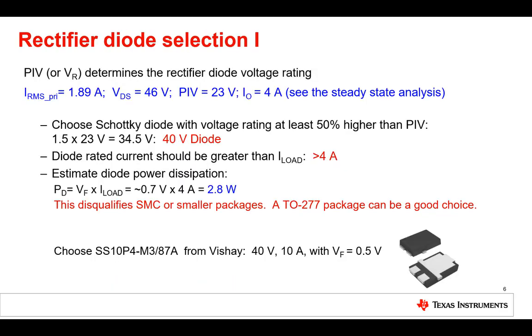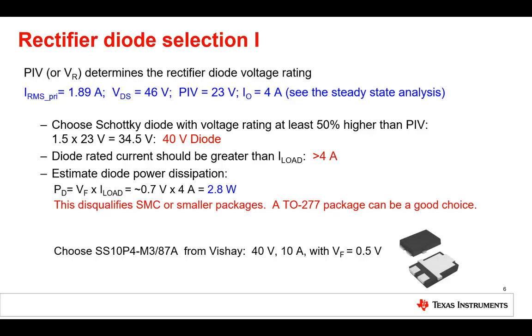The next step is the selection of the secondary side rectifier diode. In the steady-state analysis in video 2 of the series, we calculated the peak inverse voltage of the diode to 23 volts. As we want to have some margin, I recommend using a diode with a voltage rating of at least 1.5 times the PIV. So a 40-volt diode is a good choice.